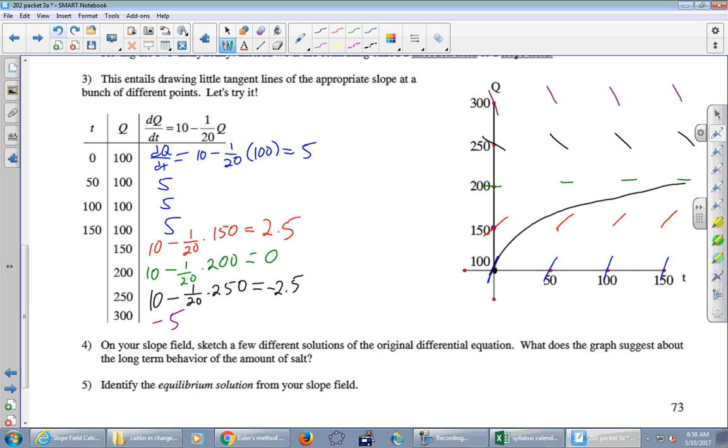If you were to start up here at the 150, are you increasing or decreasing? Increasing, concave up or down, concave down. But you're not increasing as fast out of the gate, right? You're only increasing by 2.5 pounds of salt every minute. And so this guy is going to increase slower, slower, slower. Turns out that these curves never intersect each other.